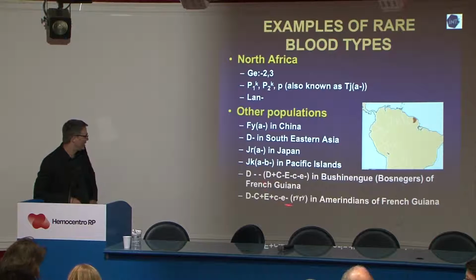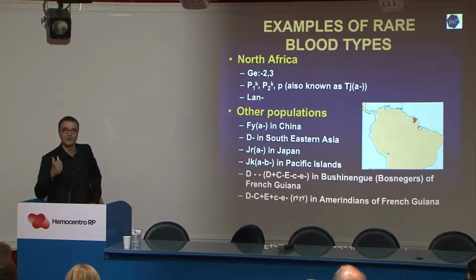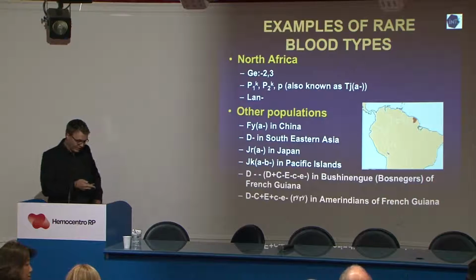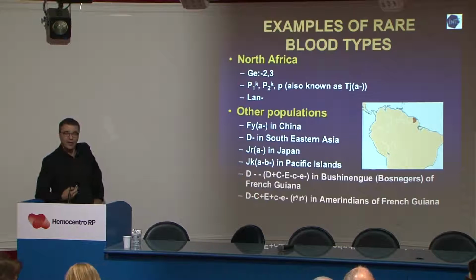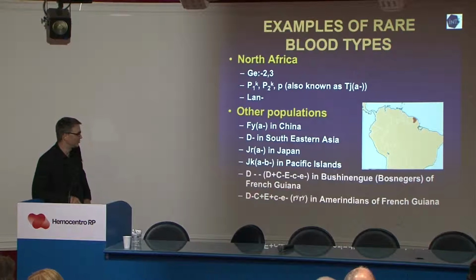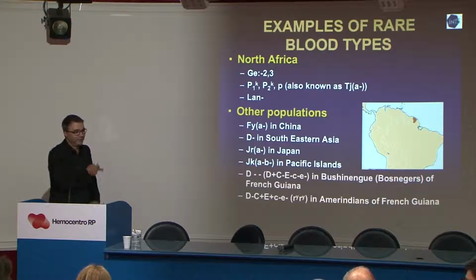And another one that we discovered more lately is this one, and it is really, really very exceptional. We have only one single active donor in France for this rare blood type. Actually, they don't express the D antigen, but they have the D gene, but it's not functional. So this is very exceptional. And if you have some in Brazil, I would be very, very interested to collaborate.